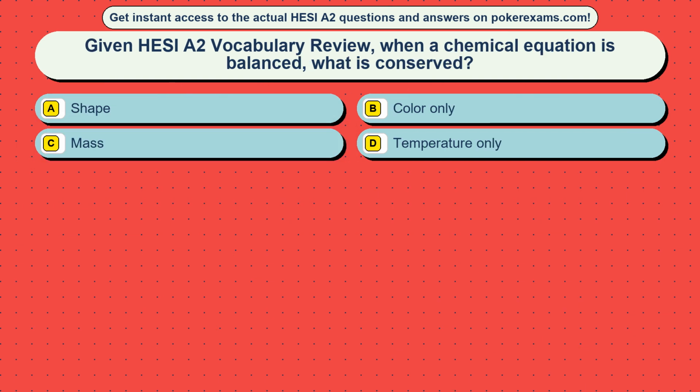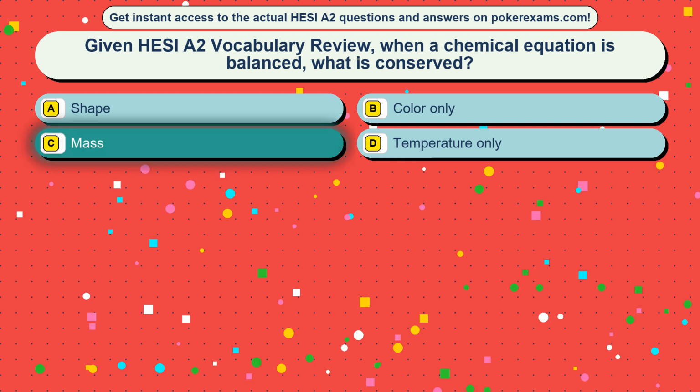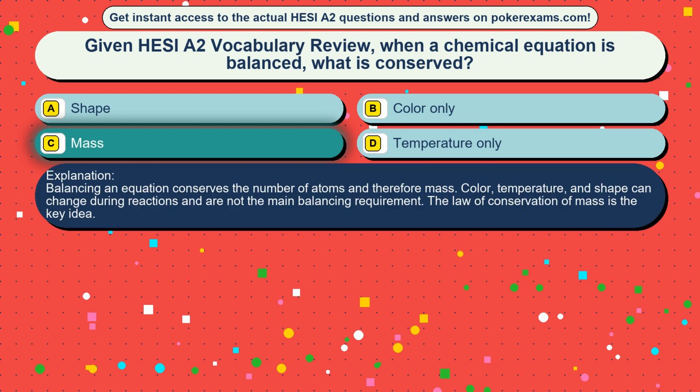Question 28. Given HESI A2 Vocabulary Review, when a chemical equation is balanced, what is conserved? Option A, shape. Option B, color only. Option C, mass. Option D, temperature only. The correct answer is option C, mass. Balancing an equation conserves the number of atoms and therefore mass. Color, temperature, and shape can change during reactions and are not the main balancing requirement. The law of conservation of mass is the key idea.